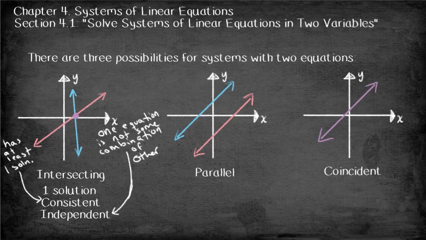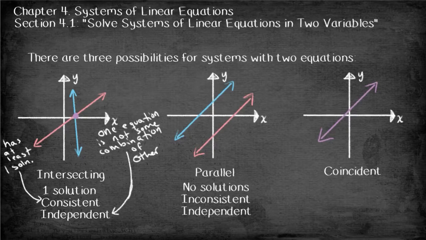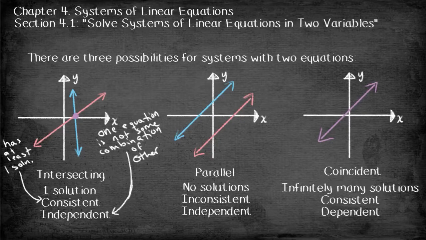Contrast that with the parallel case, where we have no solutions, so that means it is an inconsistent system. It's still independent though, so if you're the blue line, you can't, say, multiply by a constant and get to the red line. They're still very distinct. And for the coincident case, we have infinitely many solutions because all of the points on the line are solutions. It's consistent because it has at least one, but it is dependent because one of the equations is just a modification of the other. They're really the same line.